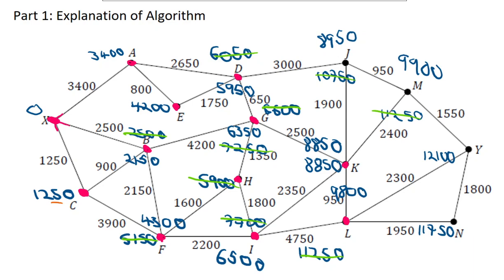Now we look at the M. M, we only have to connect up to Y. So M is 11450. Which is the shortest distance there. M is visited. But now we've got to Y.